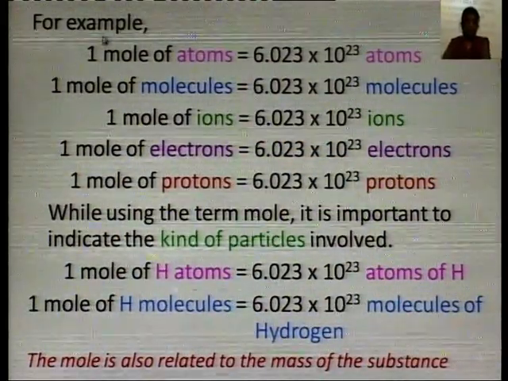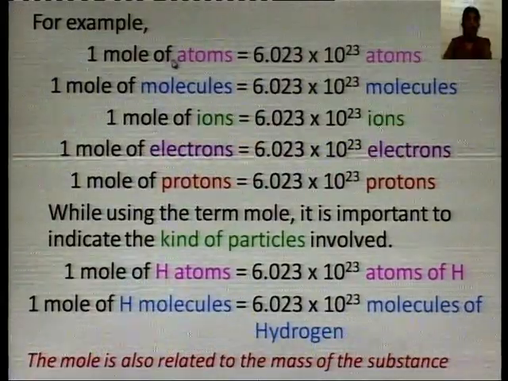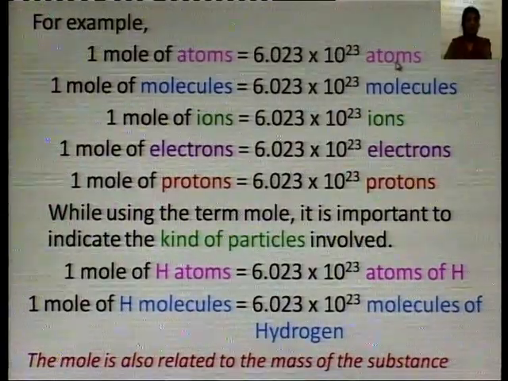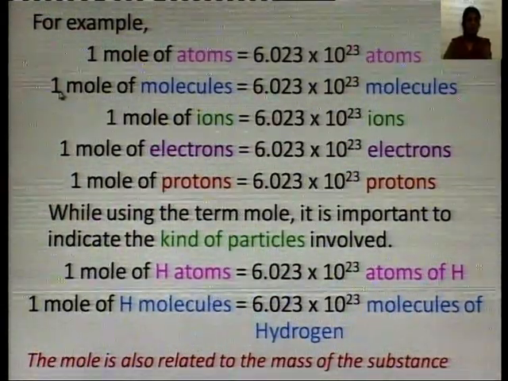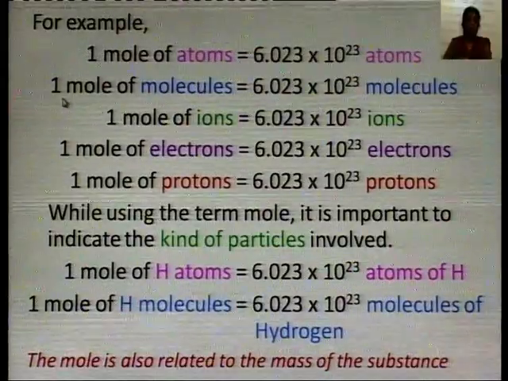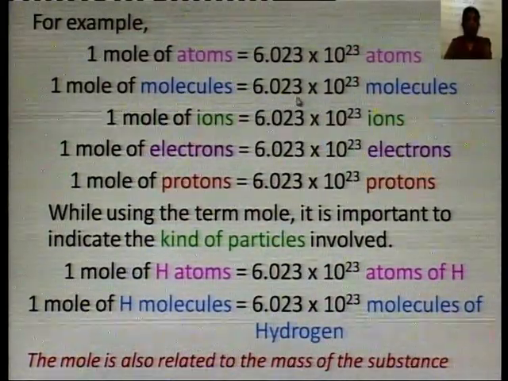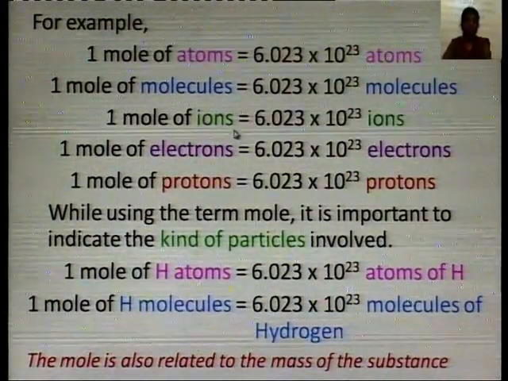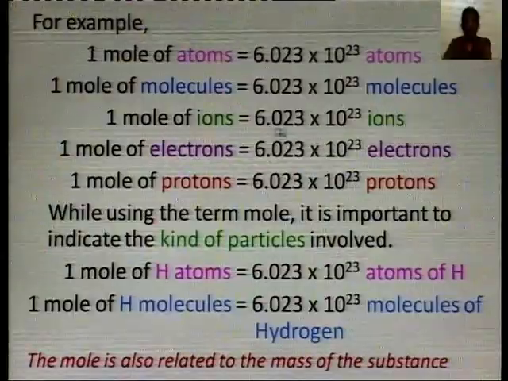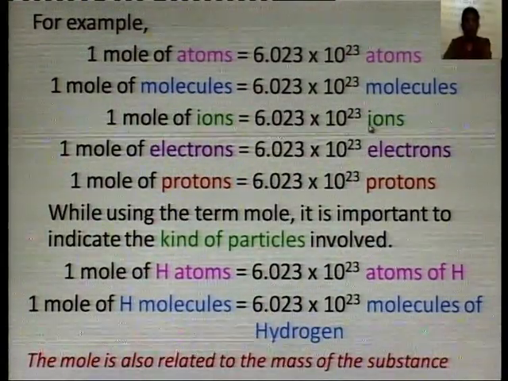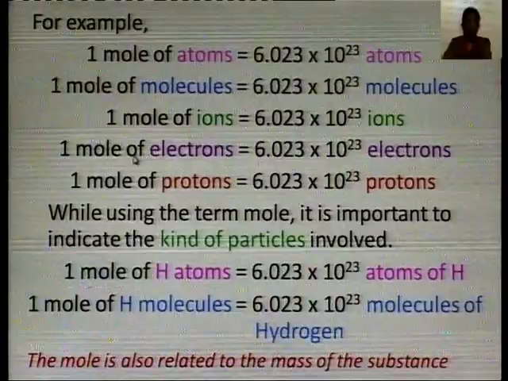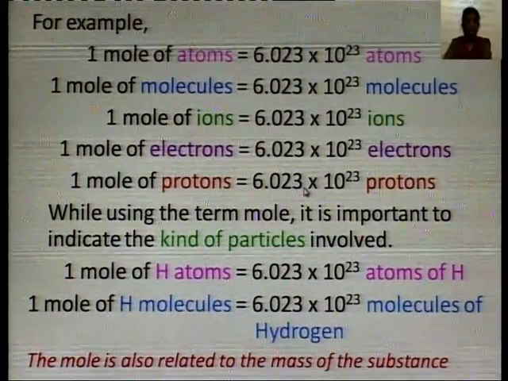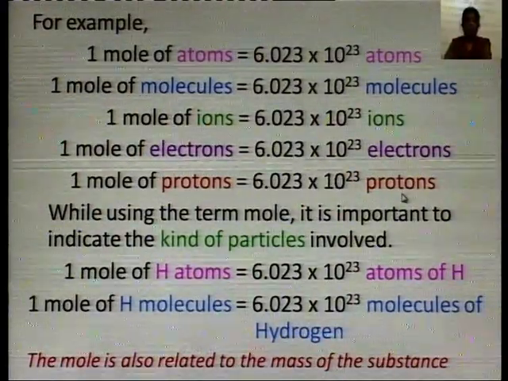So, let us take the example. 1 mole of atoms means 6.023 into 10 raised to power 23 atoms. We have to mention it when we are describing molecules: 1 mole of molecules is 6.023 into 10 raised to power 23 molecules. Similarly, 1 mole of ions is the same number, 6.023 into 10 raised to power 23 ions. We can mention 1 mole of electrons, 1 mole of protons, the same number, 6.023 into 10 raised to power 23 protons.